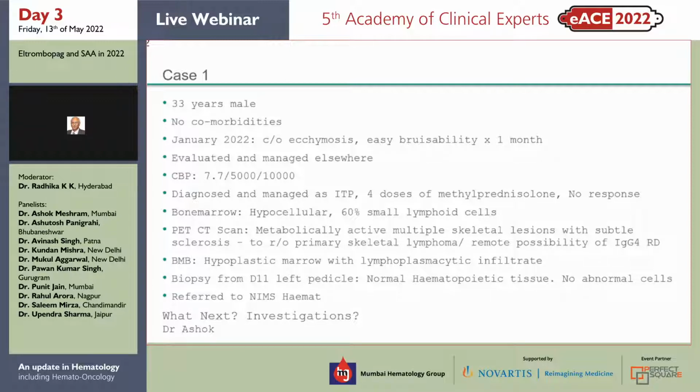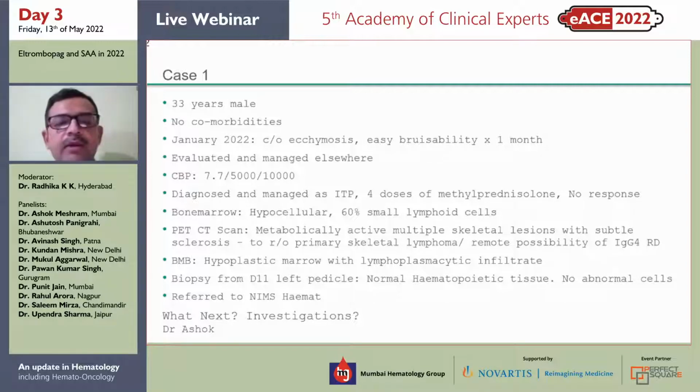So here it is though initially it is a bicytopenia, but we'll... Ashutosh, slightly loudly, closer to the mic. Yes, sir. Am I audible now? Yes, much better. Yes. Okay.